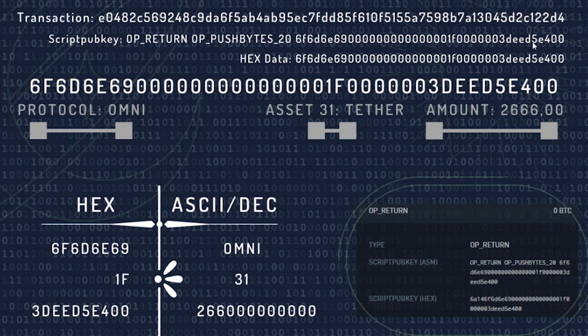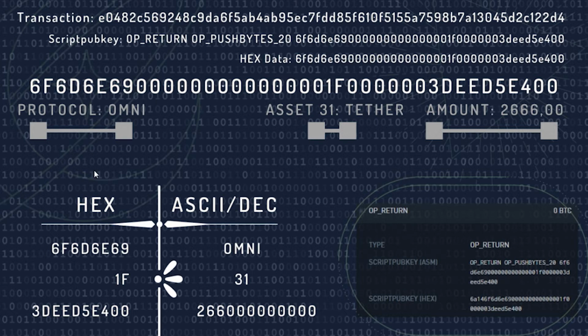But going back to the video, this is the payload that we can include using this OP return. This OP return script in the output will basically burn every Bitcoin attached to it. So that's why you shouldn't attach any Bitcoin to this output. That's the pure hexadecimal data. So it starts with 6F, 6D, 6E, 69. There is 1F in the middle and 3D, EE, D5, E400. Okay, so that's this hex data.